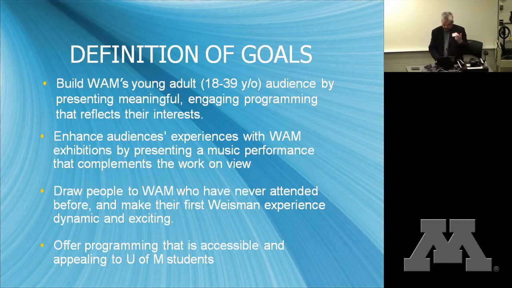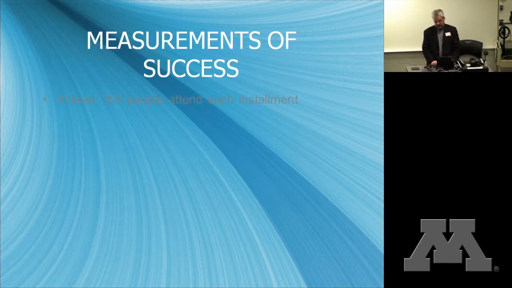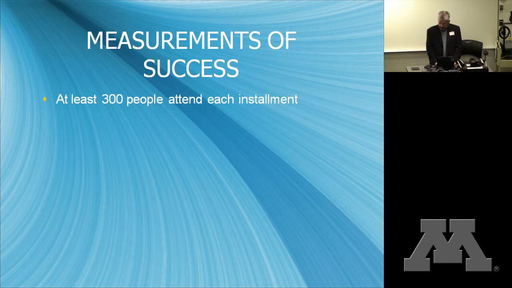We decided, then we also set up some measurements of success. So how are we going to assess this at the end? How will we know if we've been successful? We decided that each time we did one of these late night music events, if we had at least 300 people attending, that was a sign of success.